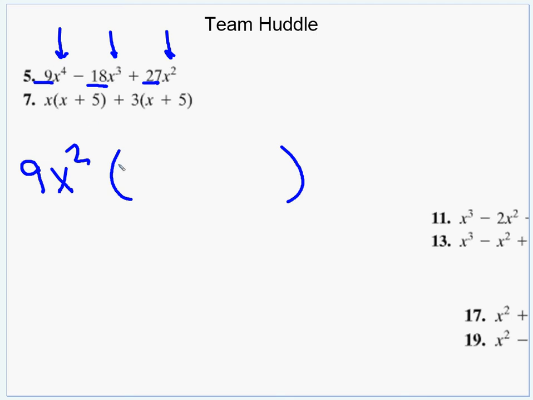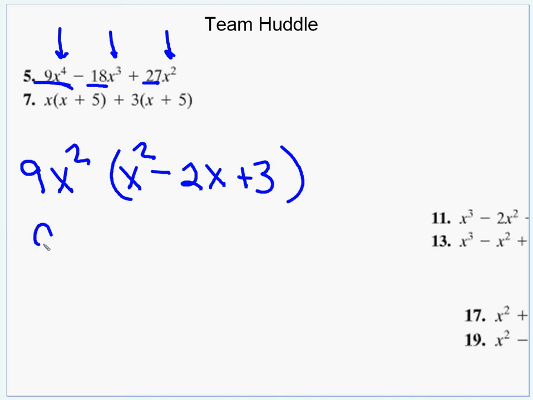We factored out the 9, so there's a 1 there. We factored out an x squared, so there's an x squared left of that x to the 4th. And then we got minus 18 divided by 9 is 2. We factored out an x squared, so there's an x there. And the last term, it was a 27. We factored out 9, so that's a plus 3. And we factored out the x squared entirely.